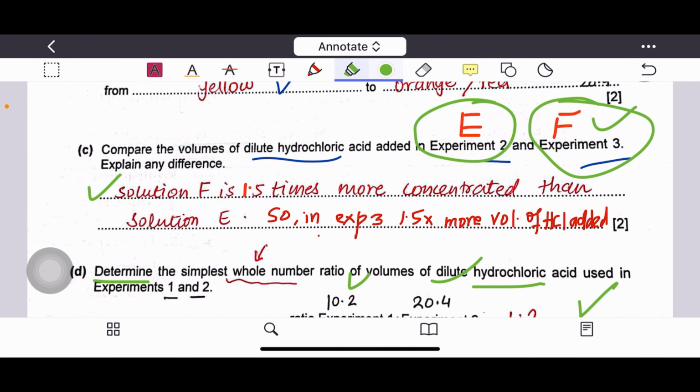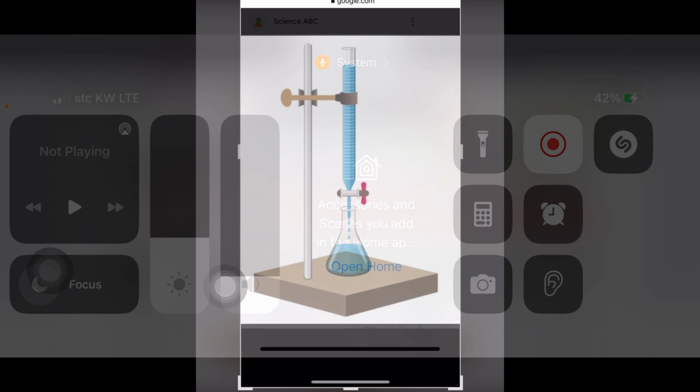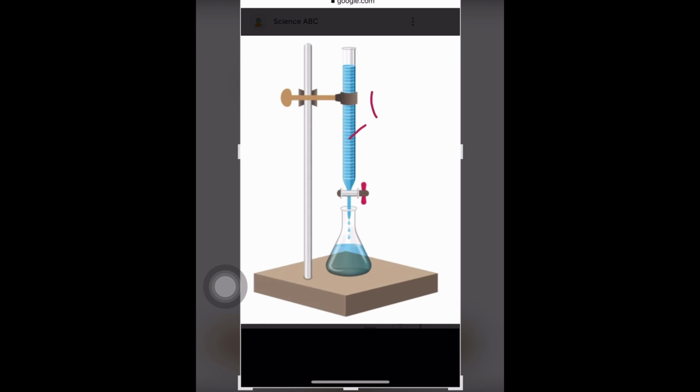So in experiment 3, 1.5 times more volume of HCl is added. This is the comparison. If a large volume of solution from the burette is required to neutralize, it means that the solution in the flask is more concentrated.